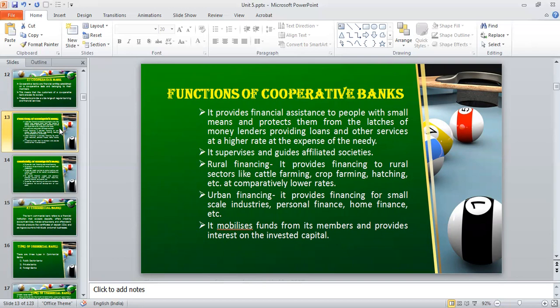This cooperative bank normally provides financial assistance to people with small means, and it protects them from the clutches of moneylenders, because they are providing loans and other services at a time of higher cost of living. At the same time, it supervises and guides affiliated societies also. The next function is rural financing. It provides financing to rural sectors like cattle farming and crop farming at comparatively low rates. The next function is urban financing. It provides financing for small scale industries, personal finance, and home finance also. At the same time, it mobilizes funds from its members and provides interest on the invested capital.